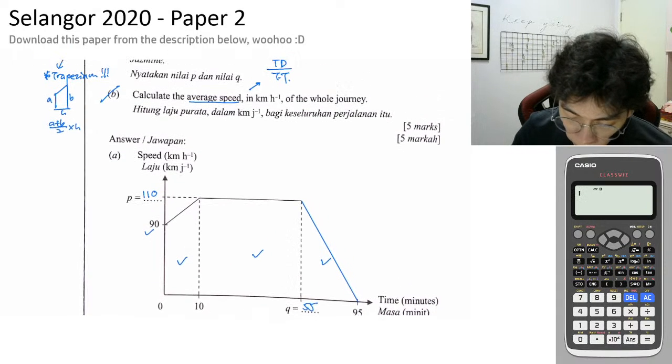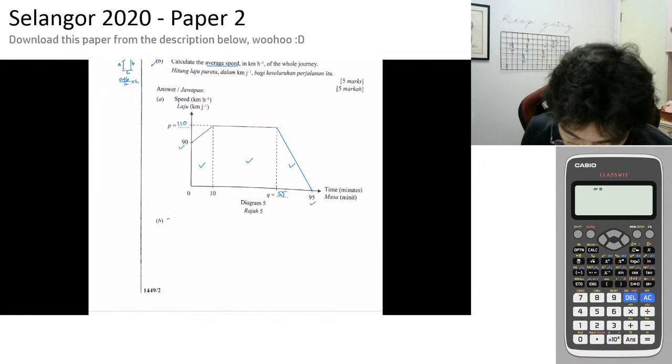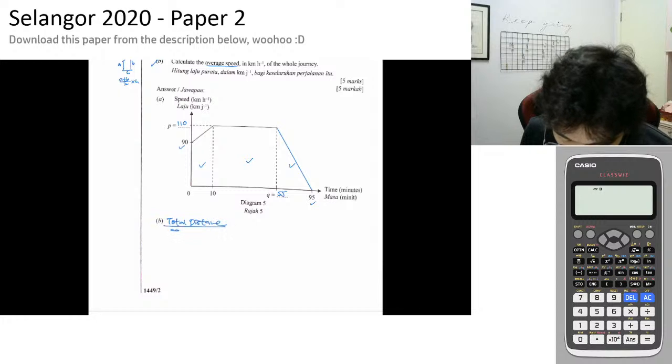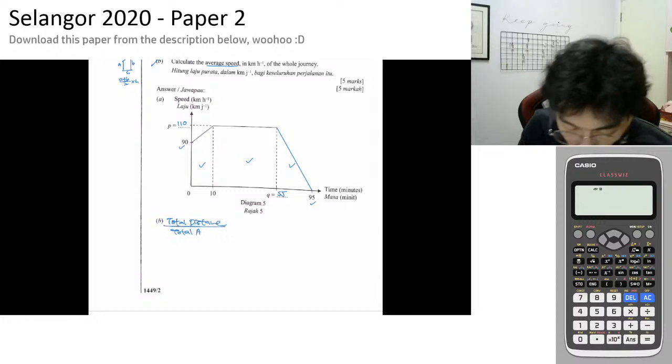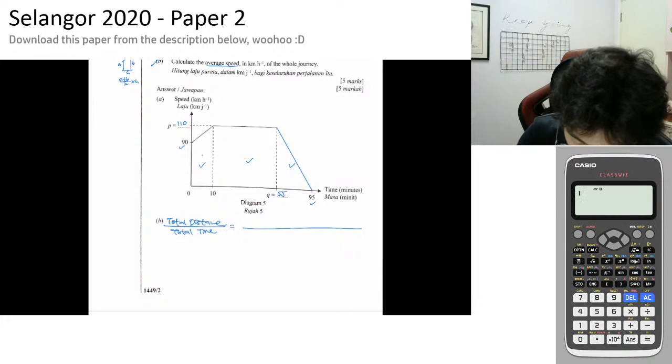Okay, so I'll write it over here. Total distance. Make it smaller. I write it at the bottom. Total distance over total time. Remember to place it on the correct spot when you write all your answers. Okay, your total distance will be this area, this area, and this area.